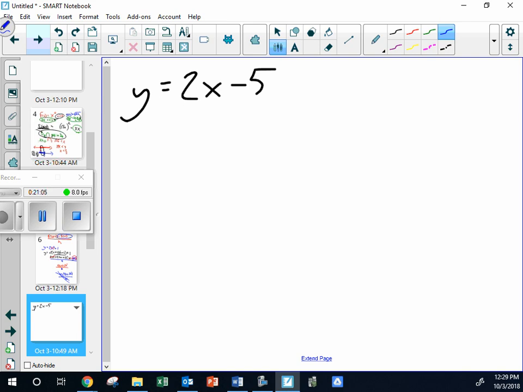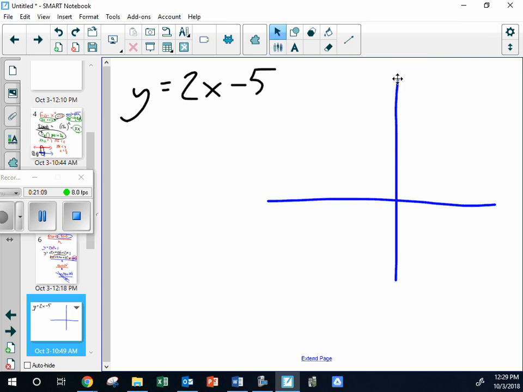I would like you to start by graphing it. I want you to see this one in a picture. Would you please graph this function? I'll pause for a second while you do that. Okay, all right, so did you graph this?